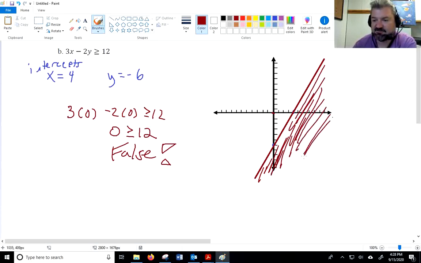If I wanted to be extra thorough, I could test another point on this side, but I'm guaranteed it would be one or the other. But I guess just for fun, let's try the point, I don't know, how about 7, negative 2?